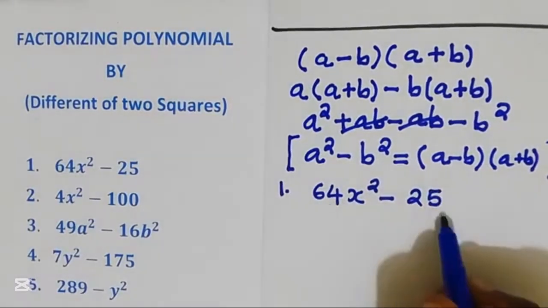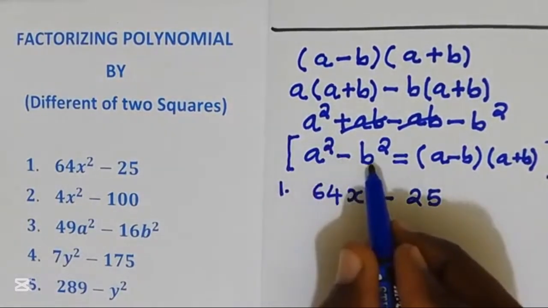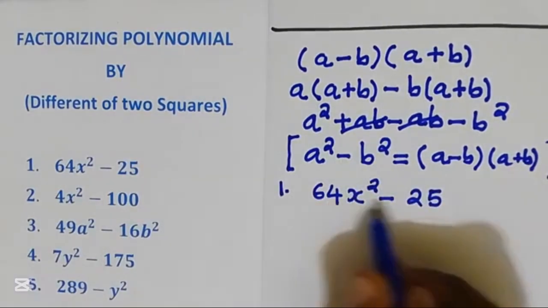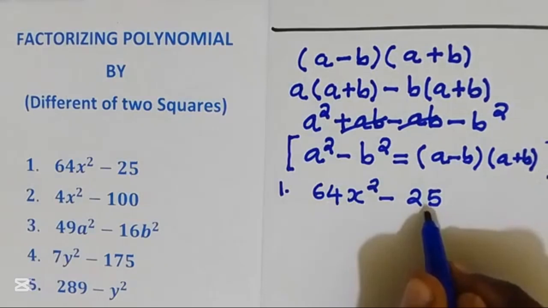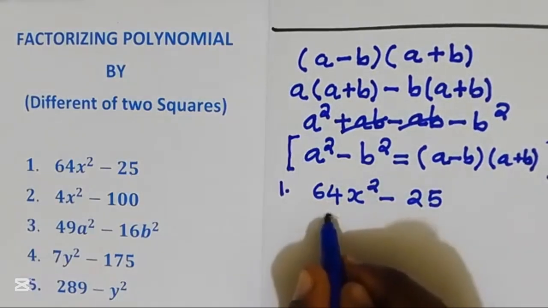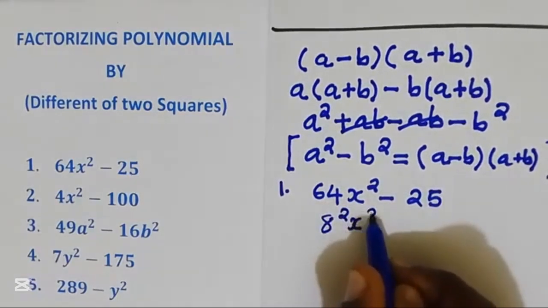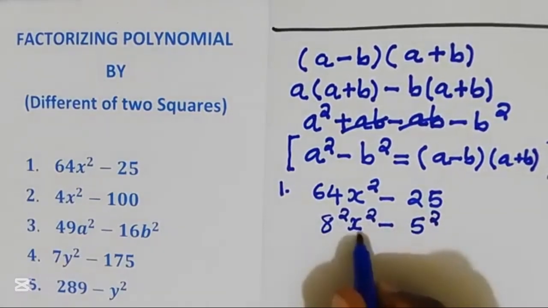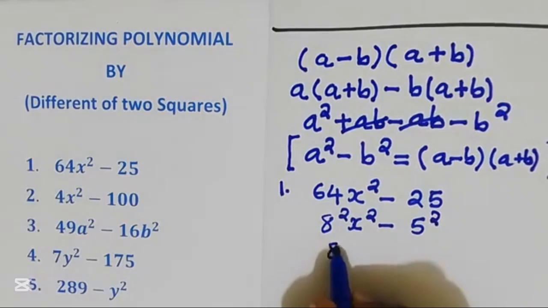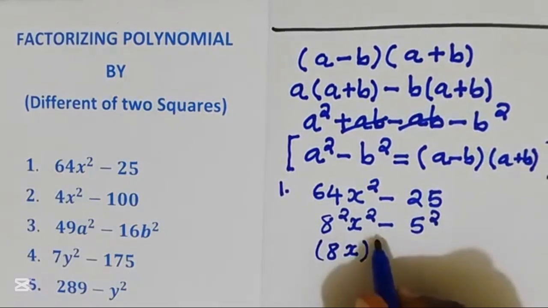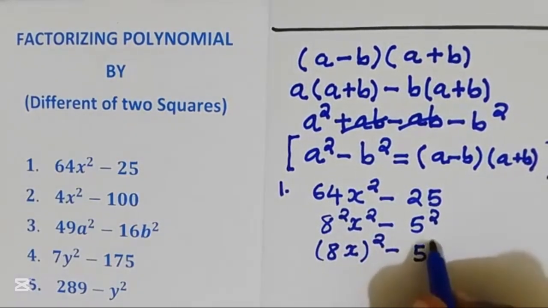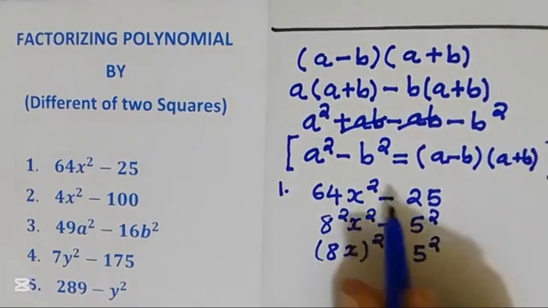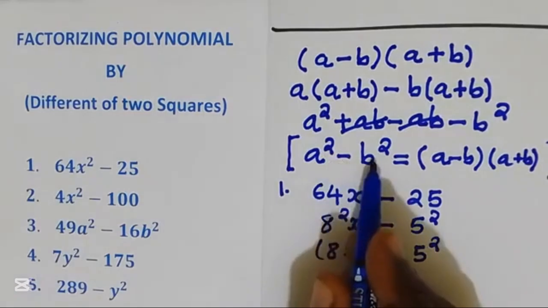First, we are going to put this in the form of a square minus b square. We know that 64 is the same as 8 square and 25 is the same as 5 square. That is going to be 8 square x square minus 5 square. We can combine this to the same power. That is going to be 8x square minus 5 square. Already 8x square minus 5 square is in the form of a square minus b square.